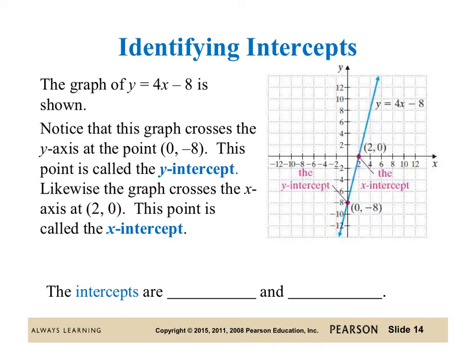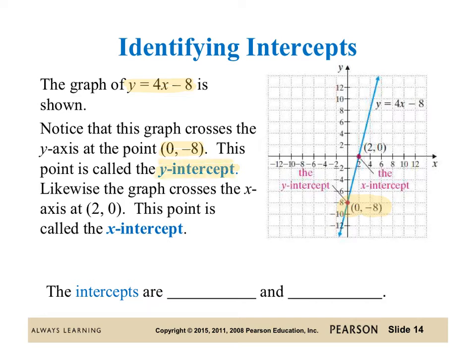So now we're going to talk about how you identify intercepts. Here we have the graph of y equals 4x minus 8. And what I'd like for you to notice is that the graph crosses the y-axis at the point (0, -8). So (0, -8) is what we call the y-intercept.